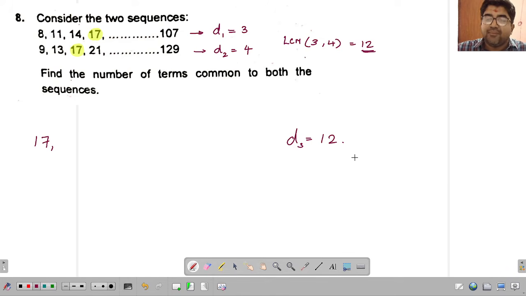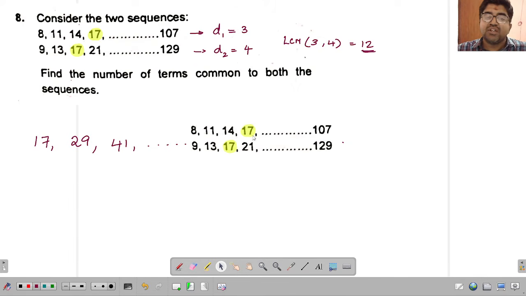Okay, now you see 17, right? What is 17 plus 12? You know that is equal to 29. So the next common term will be 29. What about the next common term? 29 plus 12 is equal to 41. Like that you can identify the common terms here. If you have a doubt, I shall just show you the result here.